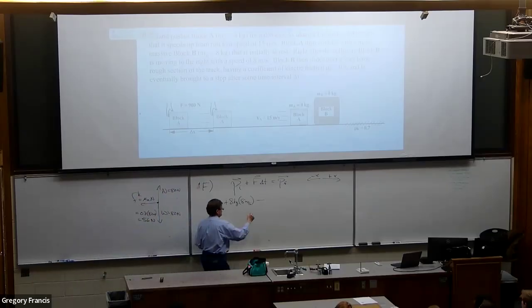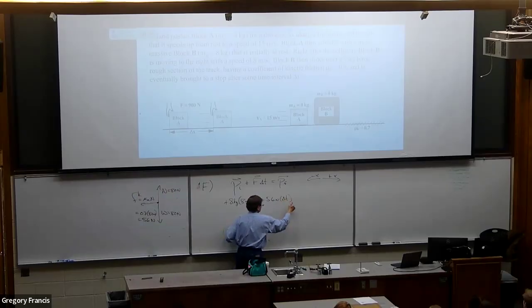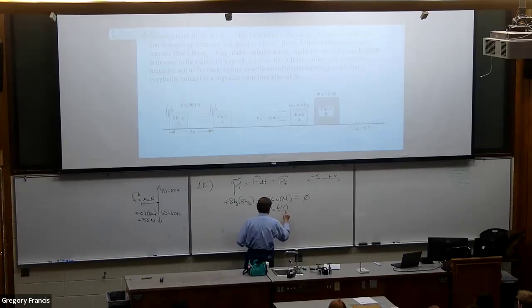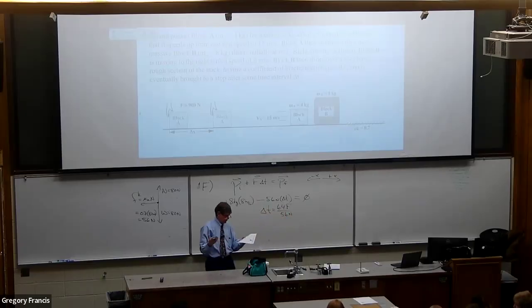Okay, and so that's going to be 56 newtons times delta T. It brings it to a halt. And when I solve that for delta T, what I get is delta T is going to be 64 over 56 newtons. And that's going to be 1 point something.